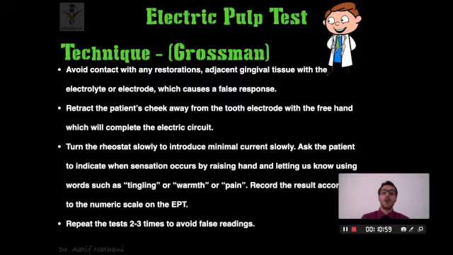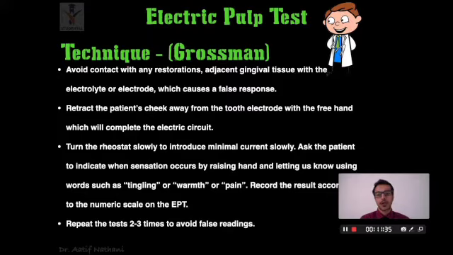Once you're done with this, keep in mind that you have to avoid contact of the electrolyte or electrode with any restoration or adjacent gingival tissue, which causes a false response. We don't want false negative or false positive responses from the EPT. That is why you need to be careful. Retract the patient's cheek away from the tooth electrode with the free hand, which will complete the electrical circuit. Turn the rheostat slowly to introduce minimal current very slowly. I'm saying it twice because the current has to be applied very slowly. It has to start very slowly.